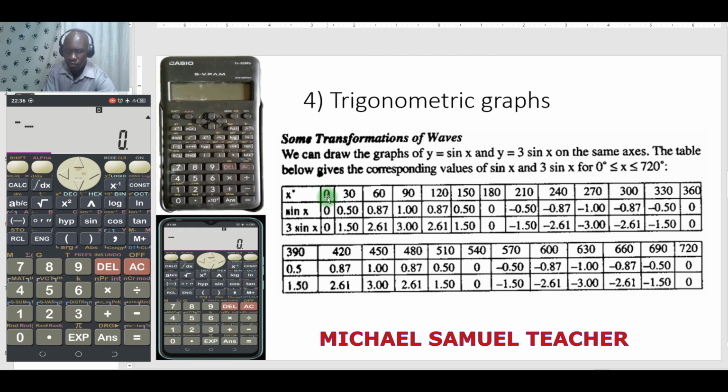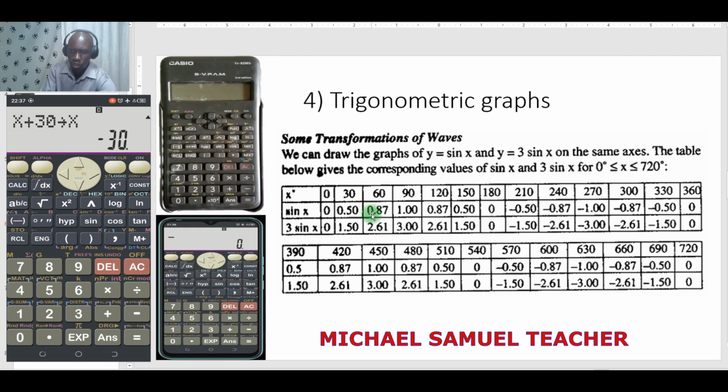So key in on the calculator, negative 60, then press shift, then recall, then close the bracket. Then press alpha, then close the bracket. We have x. Now, we have intervals of 30. So x plus 30. That is the steps we shall follow so that we get the corresponding values of x and 3 sine x. But for this case now, once I do this, press shift, then recall, then close the bracket.